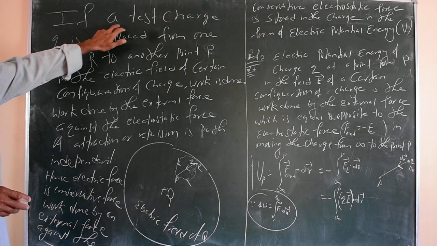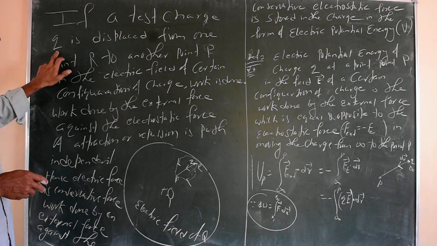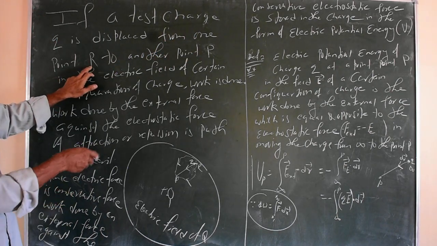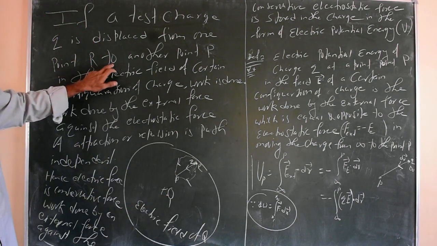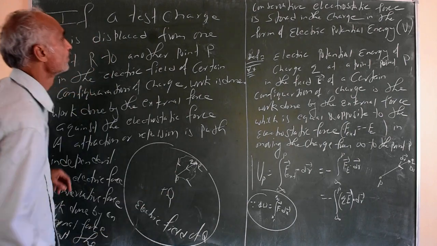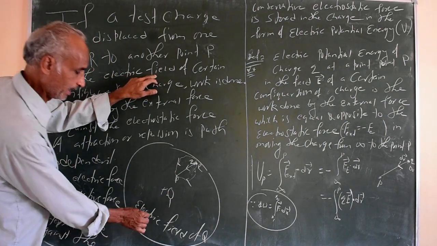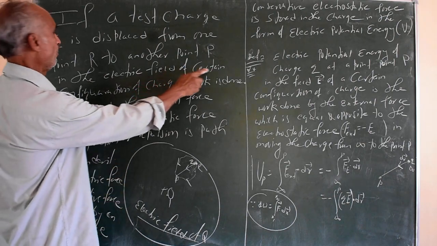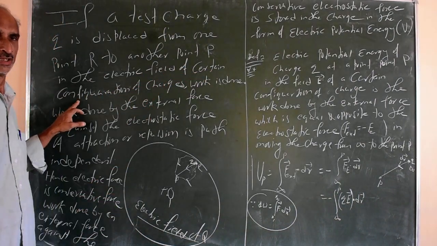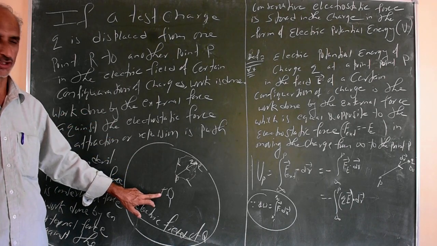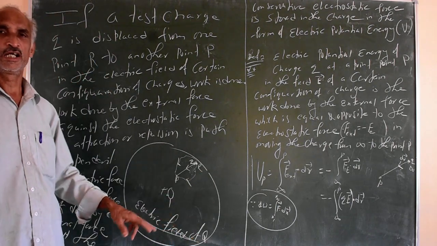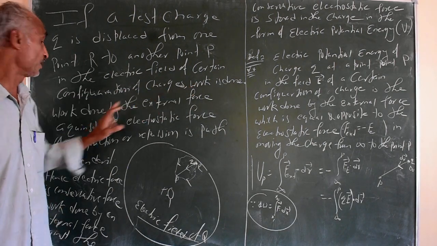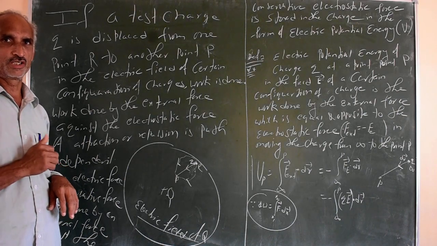If a test charge, small q, is displaced from one point R, as taken in the figure, to another point P in the electric field of a certain configuration of charges, here I have taken a single charge plus Q. So this is the electric field generated by the source charge plus Q. Work is done because any body, and a charge is also a body, is displaced.